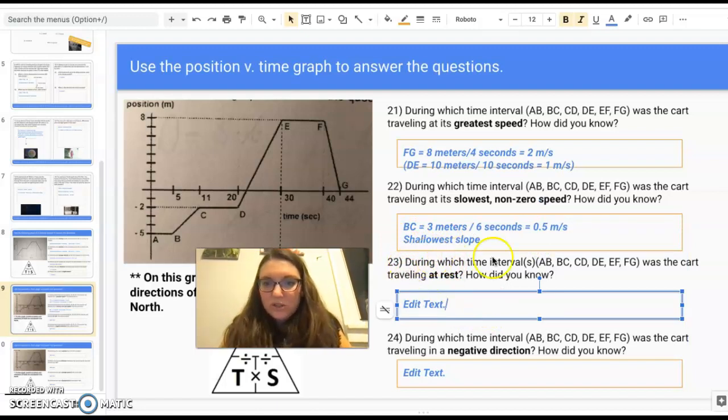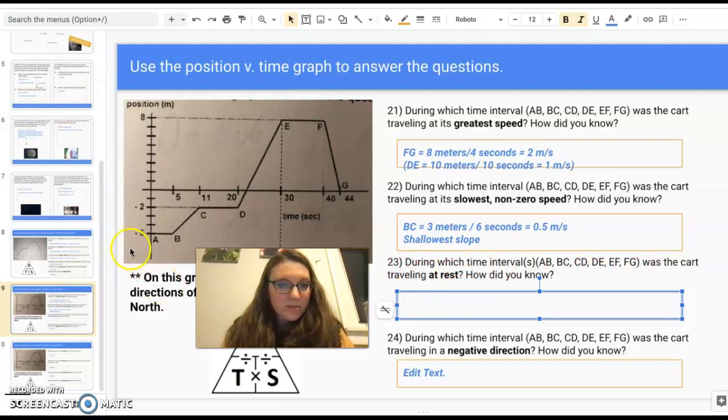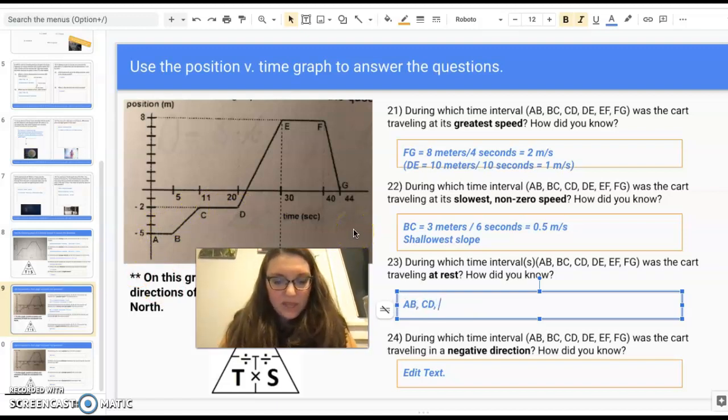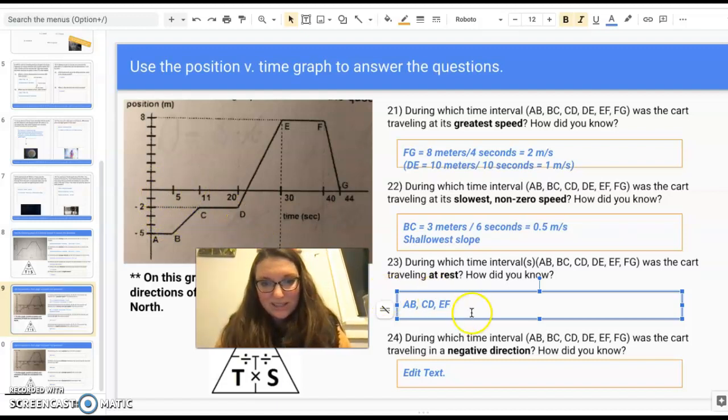Okay, so during which time interval was the cart traveling at rest? How did I know? So there's a few of them here. It's any place where this line is flat. So between AB, CD, and EF, that cart is just holding still. And you can tell because time is going by, but their position is not changing. So that is a zero speed, or they're at rest.